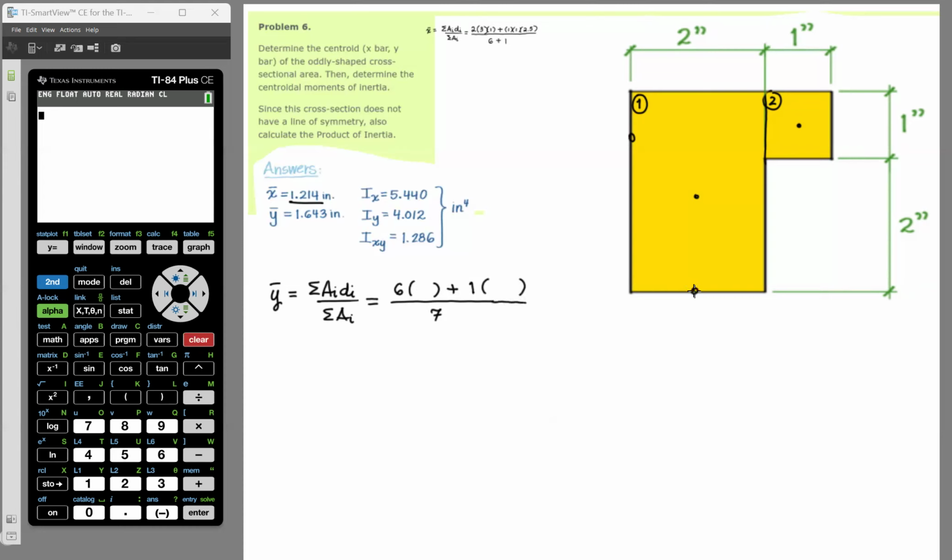For shape 1, I measure from the bottom fiber up to here. That's half of 3, so I'll put 1.5. And for shape 2, measure from here up to here. That's 2.5. 6 times 1.5 equals plus 2.5 equals divided by 7 equals 1.643. Okay, so we're going to run with that.